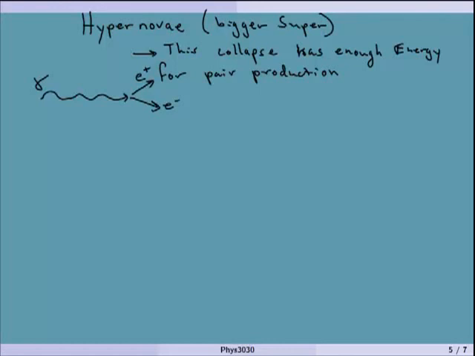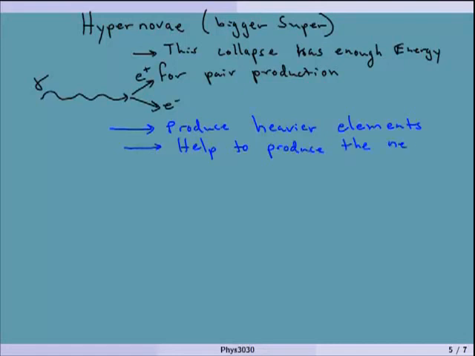And these explosions produce heavier elements. Okay, and it's really in nuclear chains. So these produce the heavier elements, which then help to produce the next generation, or here population, of stars. So this would be the population 2 stars.